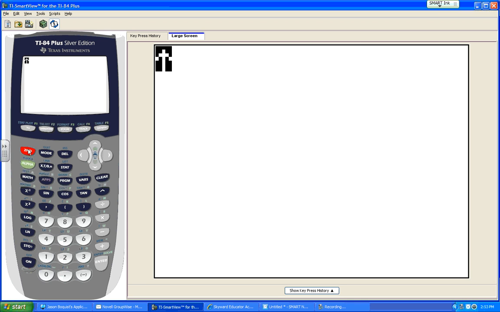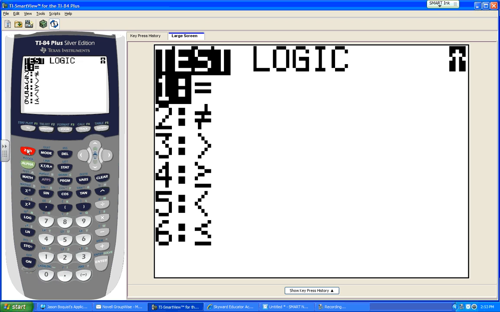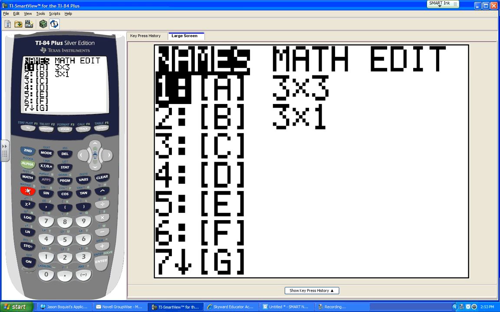So let's go back into the matrix program, and I hit the wrong one. Go back into the matrix program, not the one I just did. And which one do I want? I want A to come up first.